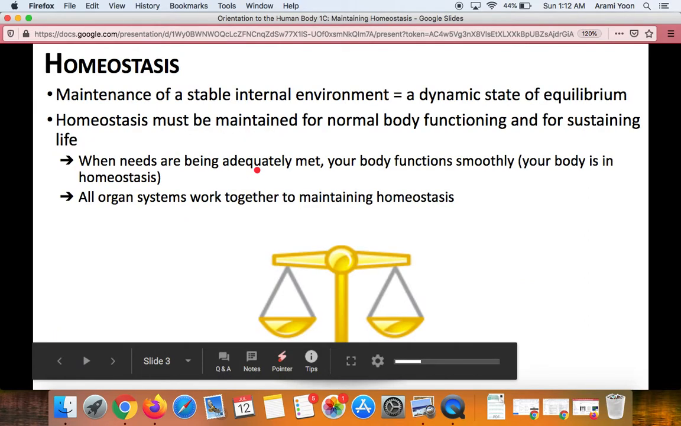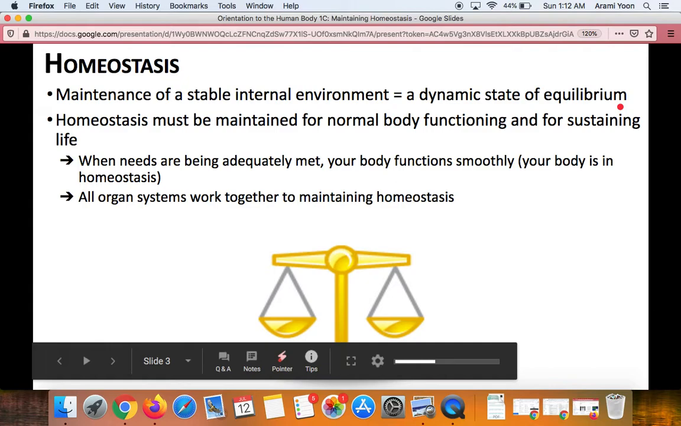So what is homeostasis? It's the body's ability to maintain a stable internal environment. Or another way of saying it is, it's the body's ability to maintain a dynamic state of equilibrium. Here's what that means. It's okay for things to shift around a little bit.